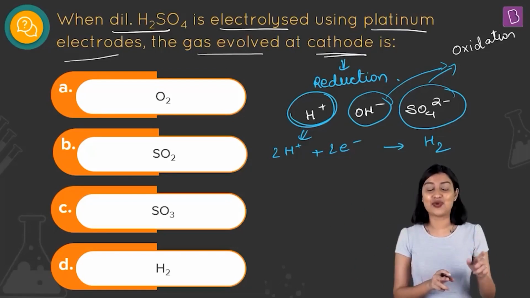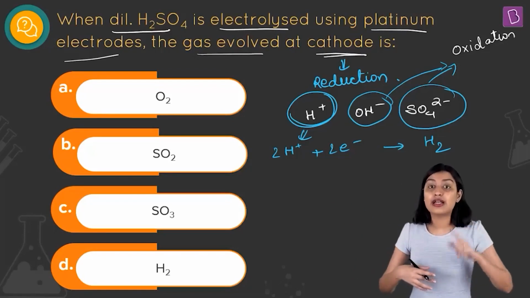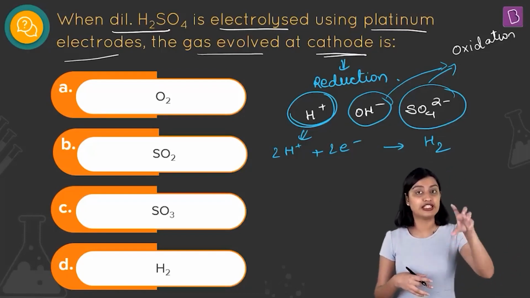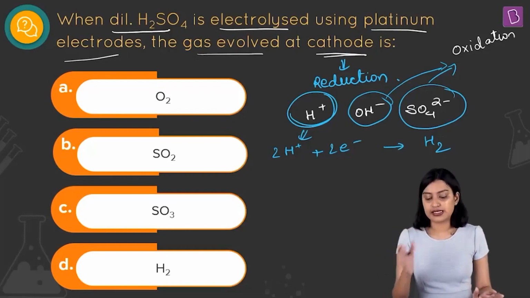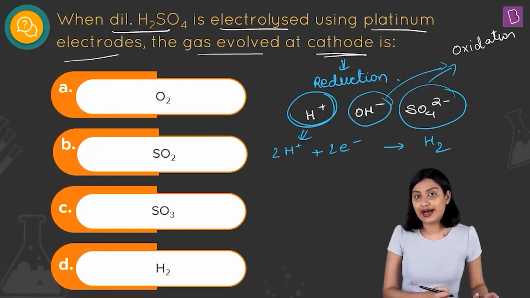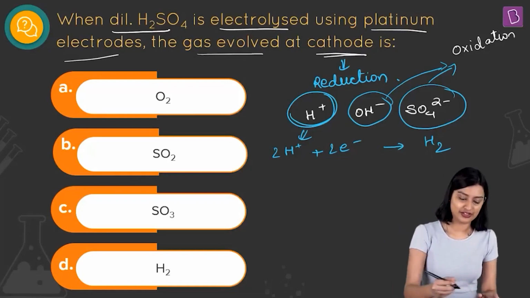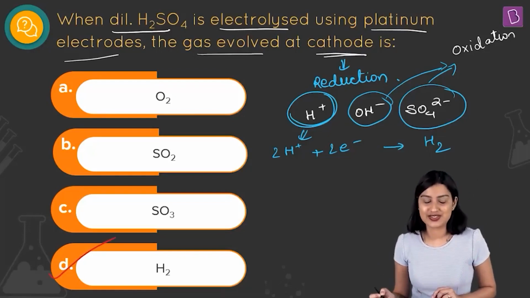Here they have asked us where is the reduction happening. Of course, reduction is happening at the cathode. We are asking you which gas is released at the cathode, so which ion is actually getting reduced. You need to be talking about that. Okay, so H plus is getting reduced, as a result of which you get H2 dihydrogen gas that is released at the cathode, and that dihydrogen gas is here in option D, which means option D, H2, is going to be the right answer to this question.